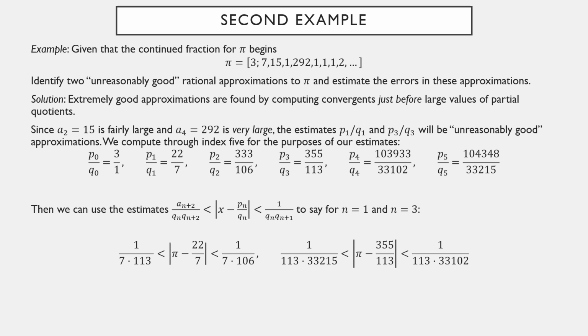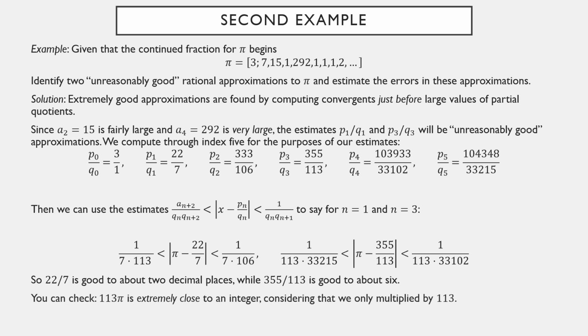So we actually know pi to a pretty high degree of accuracy using these rational numbers 22 over 7 and 355 over 113. 22 over 7 is a classically known very good approximation to pi. 355 over 113 has also been known for quite a long time as well. Incidentally, 22 over 7 is good to about 2 decimal places for pi, but 355 over 113 is good to about 6 decimal points. Even though the denominator is only a 3-digit number, it's good as an approximation to 6 decimal points. And you can check, by the way, that 113 pi, if you plug that into a calculator, it is really, really close to an integer, especially when you consider that you only multiplied by a fairly small 113.